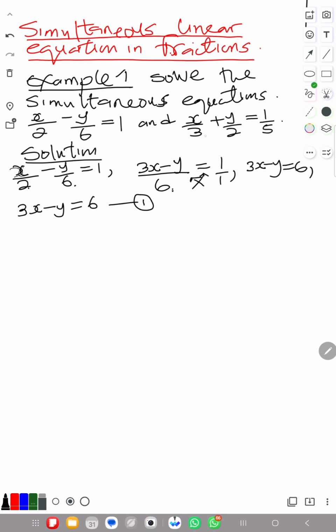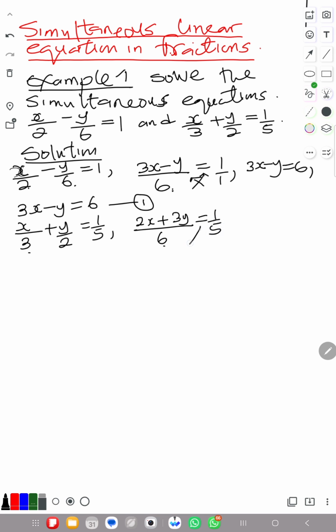Then we go to the second part, which is x over 3 plus y over 2 is equal to 1 over 5. I'm still going to take the LCM of this one also. The LCM of 3 and 2 is 6. So 6 divided by 3 gives me 2, so 2 times x is 2x, plus, now 6 divided by 2 gives me 3, 3 times plus y, that is plus 3y, which is equal to 1 over 5.